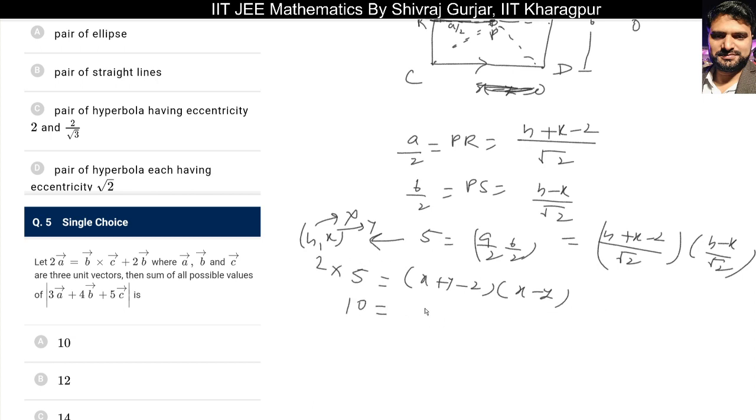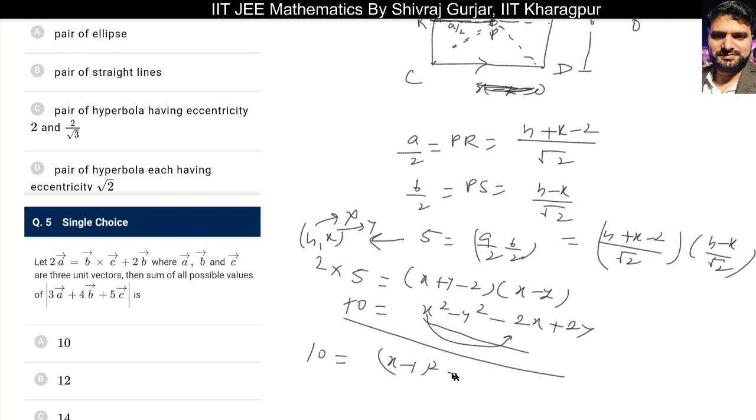So 10 equals to, let us multiply this, x square minus y square minus 2x plus 2y. So this is the equation of a hyperbola. We can write it as 10 equals to (x minus 1) whole square, let us club the x terms, and similarly minus (y minus 1) whole square. For this we need plus 1, and for this we need minus 1, so that will cancel each other. So this is the equation, and this is nothing but a hyperbola.